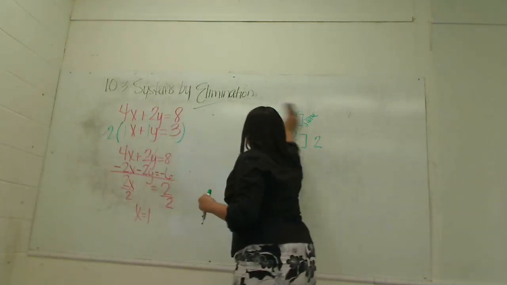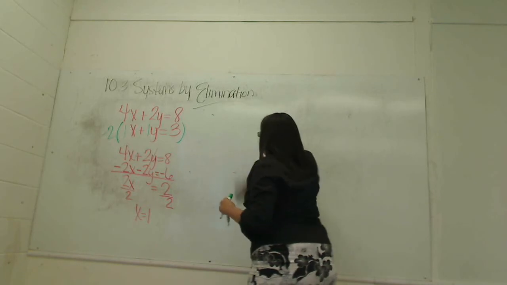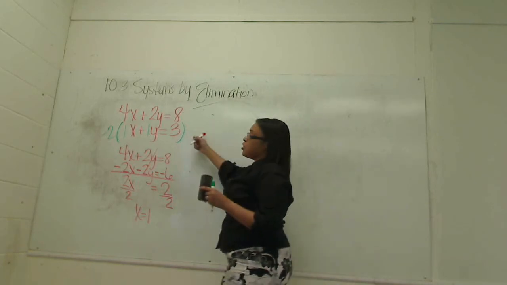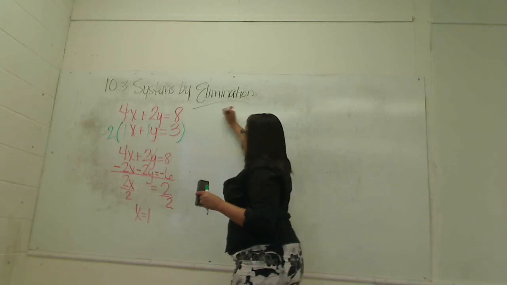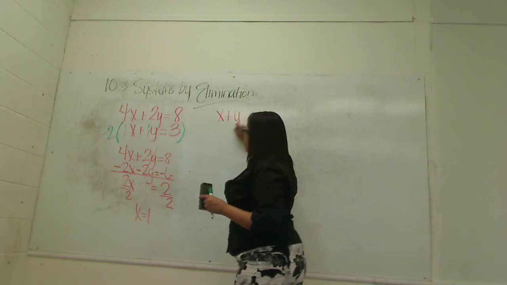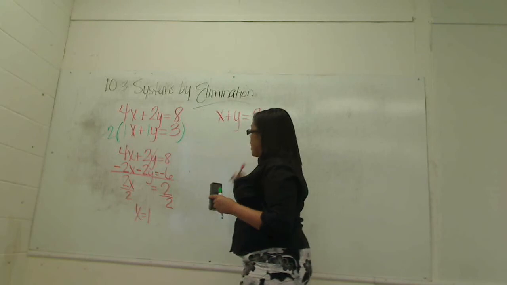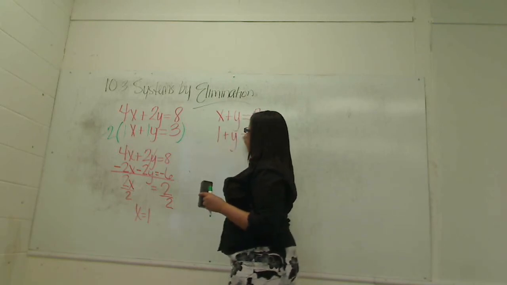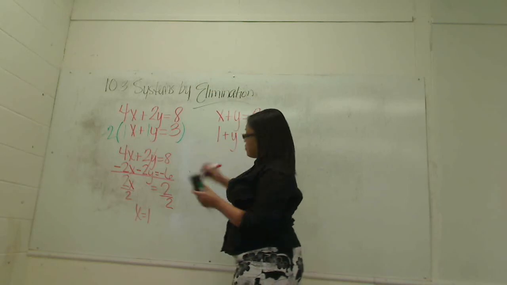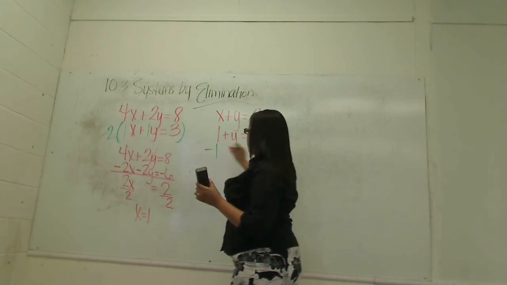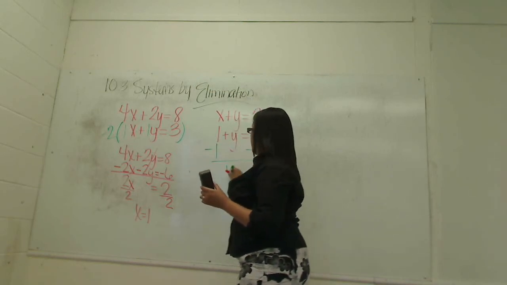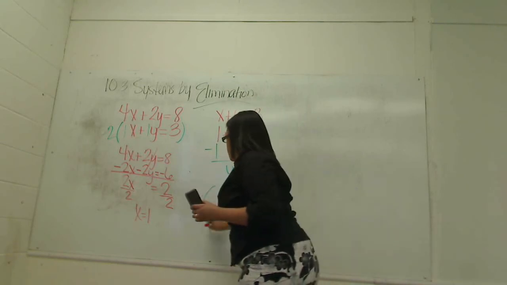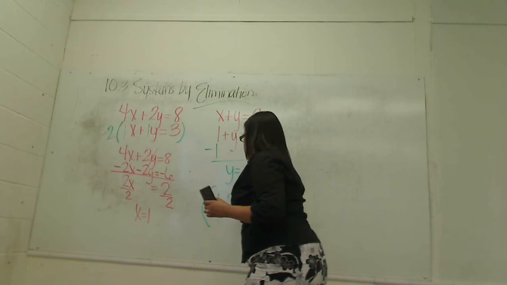But you know that's not enough. We still have to figure out, well, what is y? So I'm going to pick one of these equations. I'm going to go with the easier one. The one that was x plus y equals 3. I know that x is 1. So 1 plus y equals 3. Subtract 1 from each side. Y equals 2. So my answer here is the ordered pair of 1, 2.